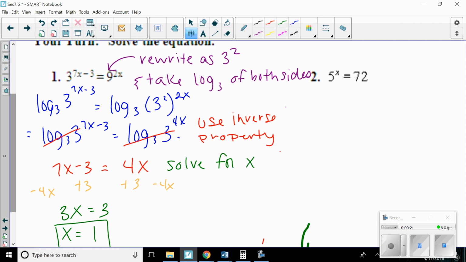Then you can use your inverse properties, where that log base 3 of 3 on both sides cancels out, so you're left with 7x minus 3 is equal to 4x, and then you can solve for x, and you get x is equal to 1.